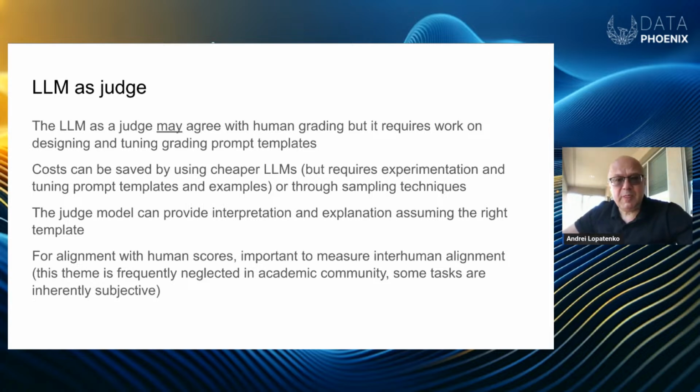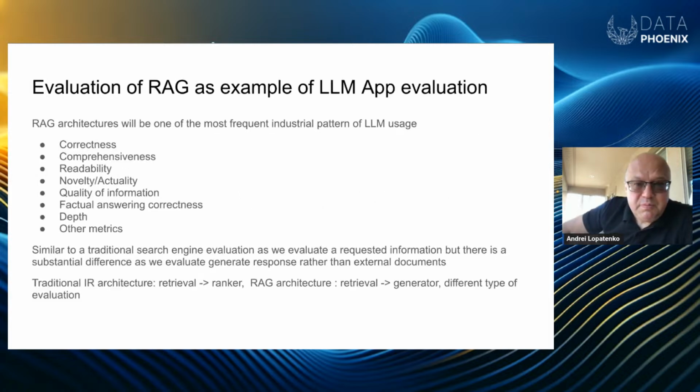And for alignment with human scores, it's important to measure inter-human alignment, because if you measure disagreement, it's not necessarily your LLM doing something wrong. Maybe the task is inherently subjective, and the LLM disagrees with some judges just because if you ask two humans, they will disagree. I see in the academic community they often ask one human for one task and take it as ground truth, which is not true in industrial settings. Many tasks are very subjective, and humans will disagree on many of them.